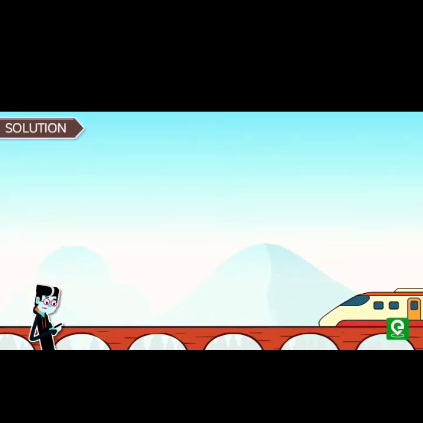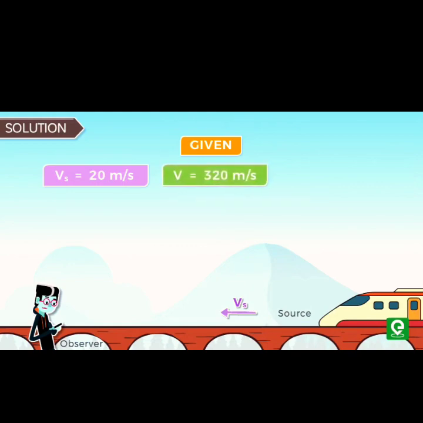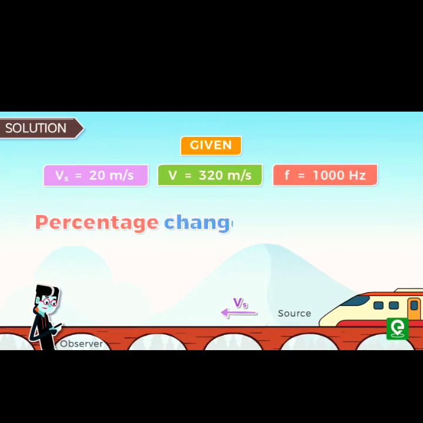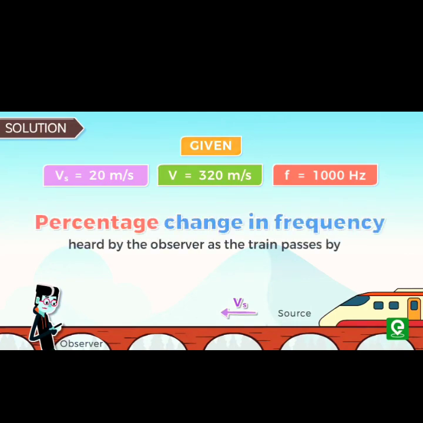Solution. From the question, we can clearly identify that this is the case of a moving source, that is a train, and a stationary observer, which is a man. We are given the speed of the train vs equal to 20 meters per second and the speed of sound v is equal to 320 meters per second. The frequency of the whistle f is equal to 1000 Hz. We have to find the percentage change in frequency heard by the observer as the train passes by.